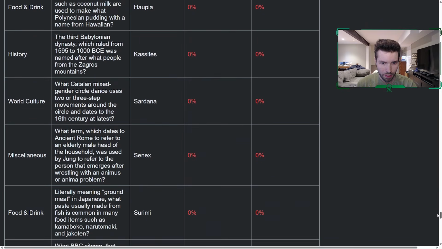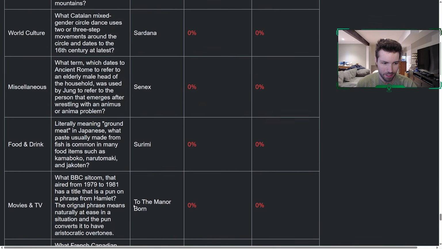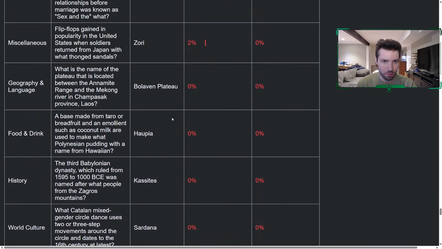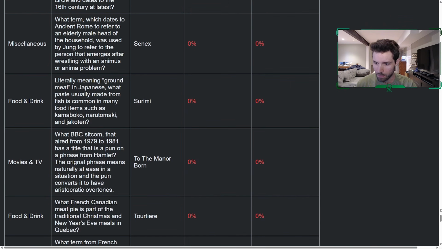Let's go to the bottom. Several zeros. Vraisemblance, tourtière, To the Manor Born. This one is guessable. I should have gone for it. It's annoying. Surimi, Senex, Sardana, Kassites, Haupia, and Bolivian as well. It's super hard, but it's something I should know for sure.